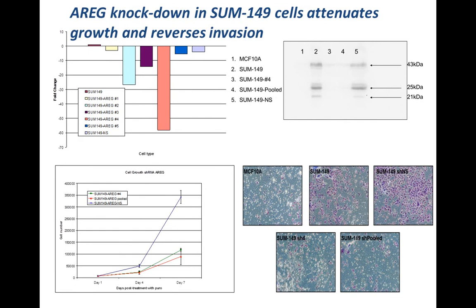But what was even more interesting to us is that when we get rid of the amphiregulin, the cells lose their ability to penetrate matrix and invade. And of course, invasion is a key aspect of the aggressiveness of cancer. It's an essential aspect of metastatic spread. This is an invasion assay where you put the cells on one side of a matrix, they penetrate through, and then you stain the other side.